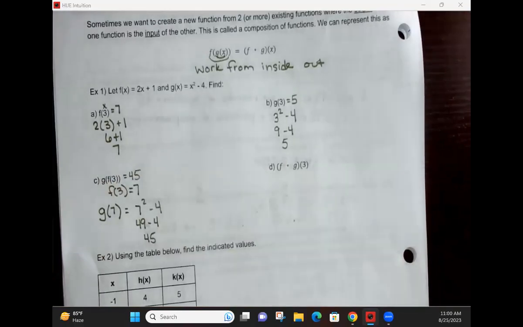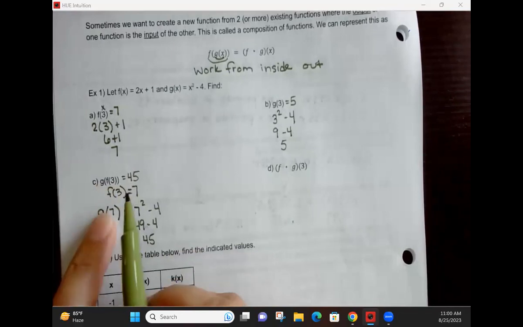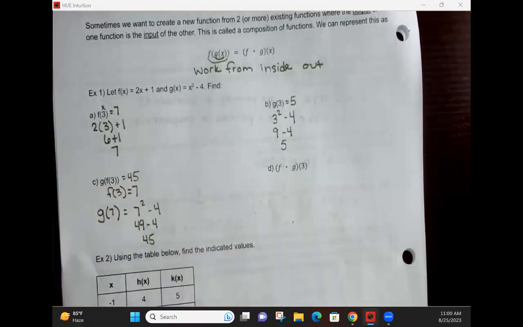I want to make sure we're clear. There is still just one final answer here. So what is g of f of 3? It's 45. This f of 3 equals 7 is part of my work to get to that 45.